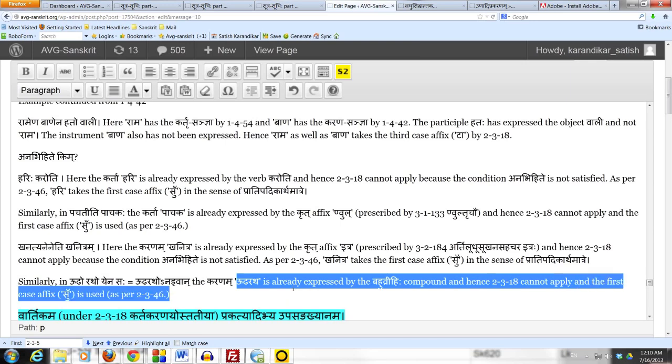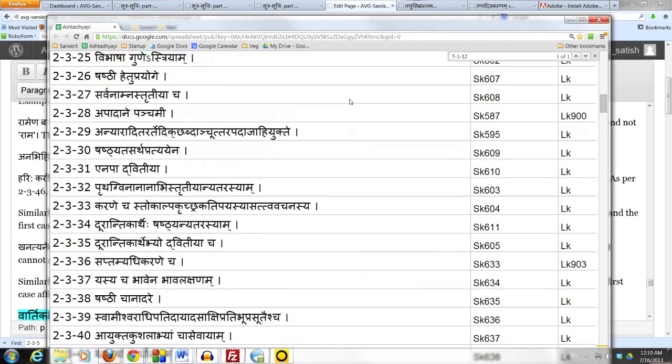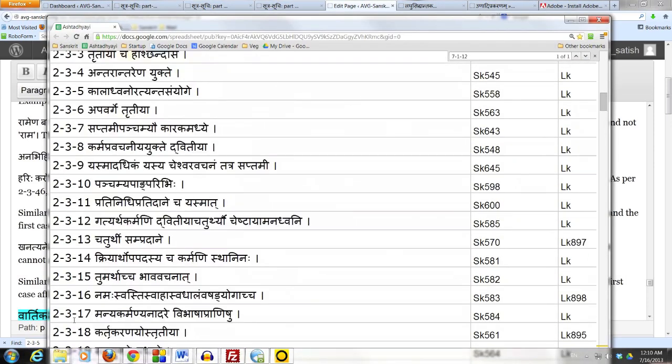So these examples show us how it is very important to keep in mind the adhikara of anabhihite when applying the sutram 2318 Kartri-Karanayos Tritiya, or in fact any sutra which is in the third quarter of chapter 2 of the Ashtadhyayi.